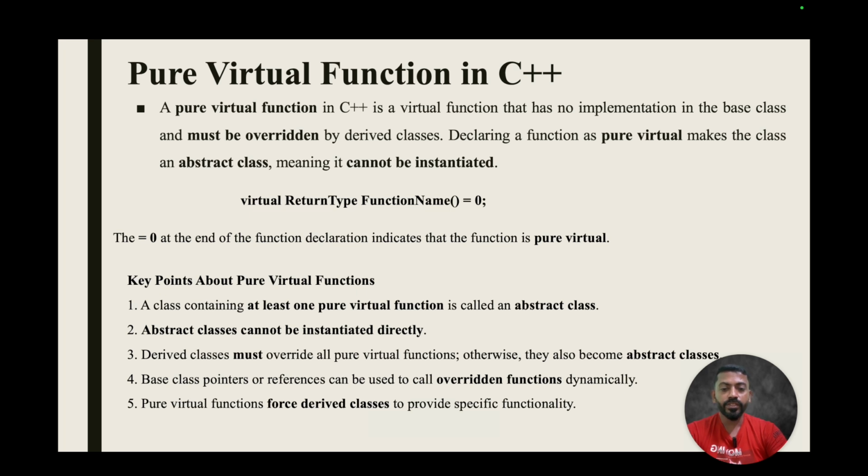Pure virtual functions force derived classes to provide the specific functionality. The base class cannot define it; only the derived classes define the function definition if it is a pure virtual function. So the pure virtual function is implemented in C++ and helps to implement abstract classes in C++.